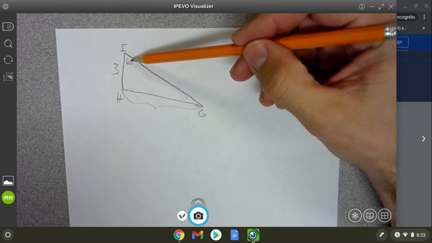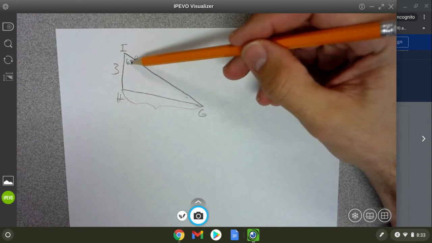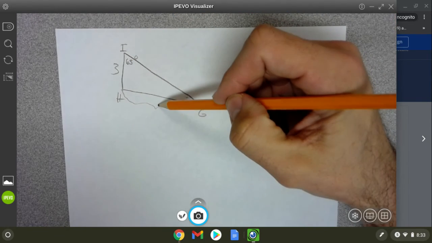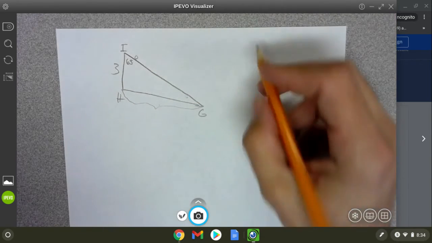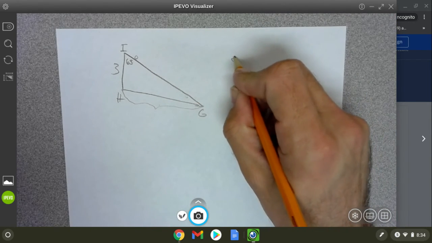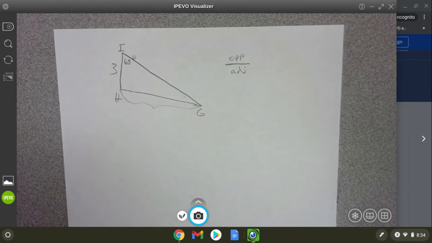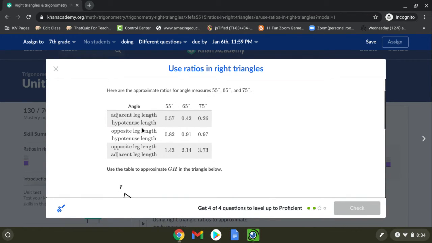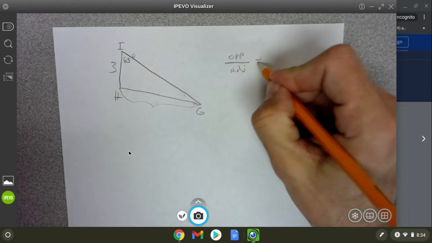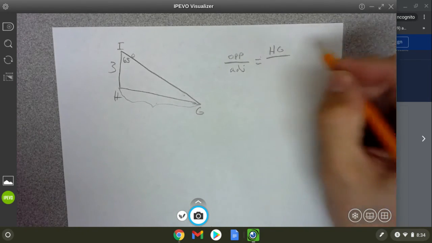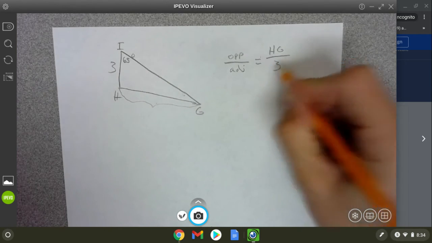You have the side that's adjacent to 65 degrees, so the 3, and you also have the side opposite of 65 degrees. So I'm going to set this up as opposite over adjacent. Here's the opposite over adjacent. They don't have adjacent over opposite, so I had to set it up like this. So opposite is going to be side HG, and adjacent is going to be the 3 here.